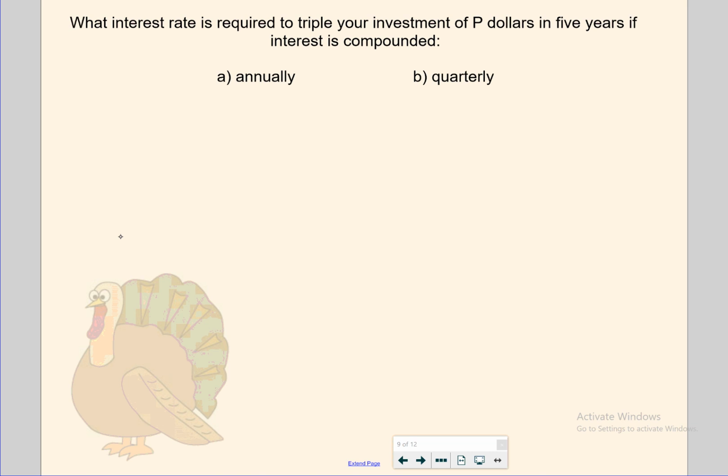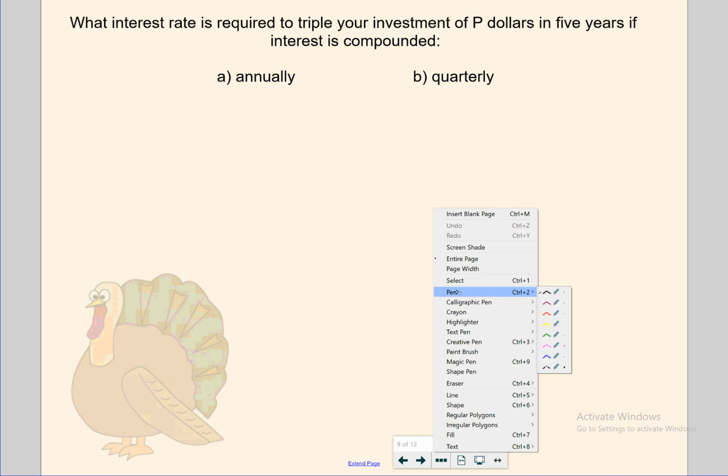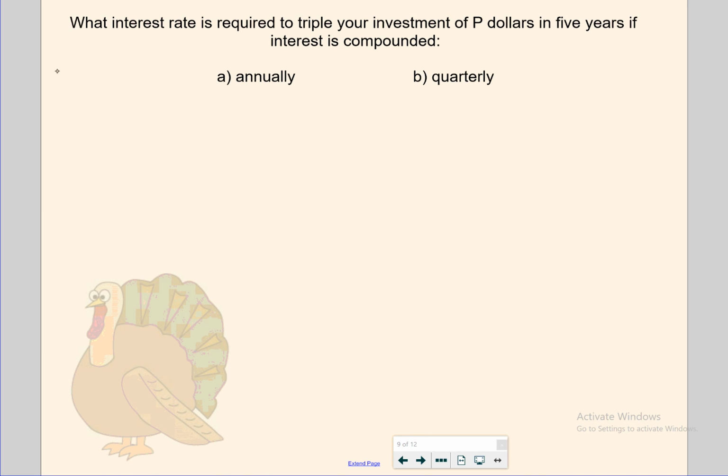All right, so this problem says, what interest rate is required to triple your investment of P dollars in 5 years if the interest is compounded annually or quarterly? Okay, so let's write down our compound interest formula again. You're going to want to know this for your test this week for sure. This is just our general compound interest formula, and then we had Pert, which we used if it said compounded continuously, which this is not, so we don't have to worry about that.